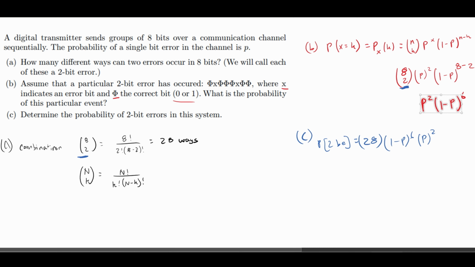In part C though, when it says to determine the probability of 2-bit errors in the system, well, we have the probability here, and we have the different ways the 2-bit error in the 8 bits can occur. So we're just going to combine these. The probability of a 2-bit error is equal to our 28 ways combined with our Bernoulli random variable right here, and it's going to give us this entire part for C. And that's how we look at this problem and go about solving for it.